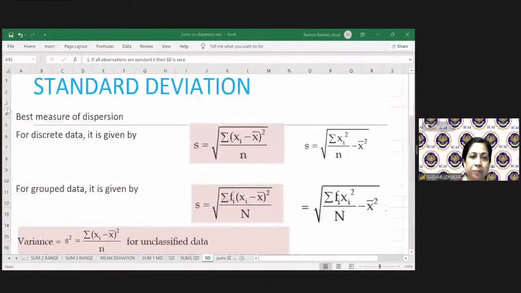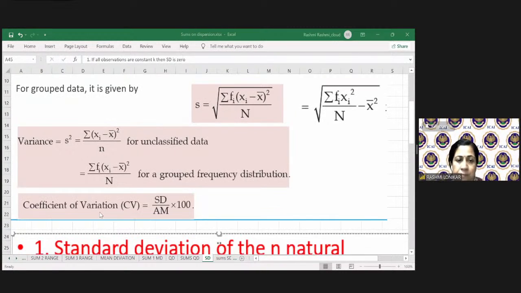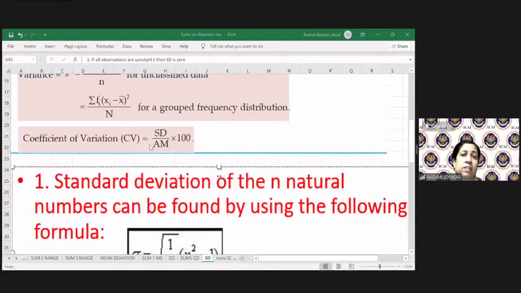Okay, let me revise. Standard deviation for discrete data, S will be equal to square root of summation of (x minus x bar) whole square upon n. For grouped data, it will be square root of summation f into (x minus x bar) whole square upon n, or you can use the other formula also. Then variance is simply standard deviation whole square. Then coefficient of variation is standard deviation upon arithmetic mean into 100.